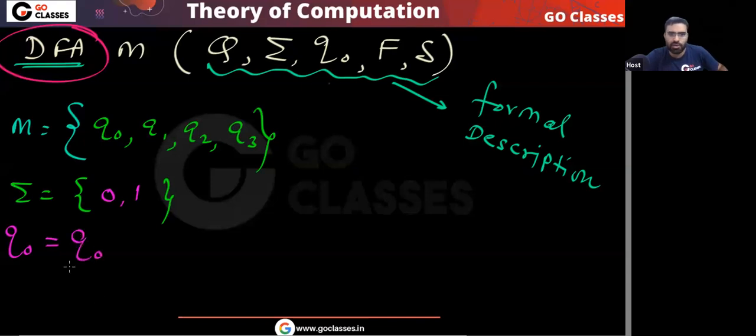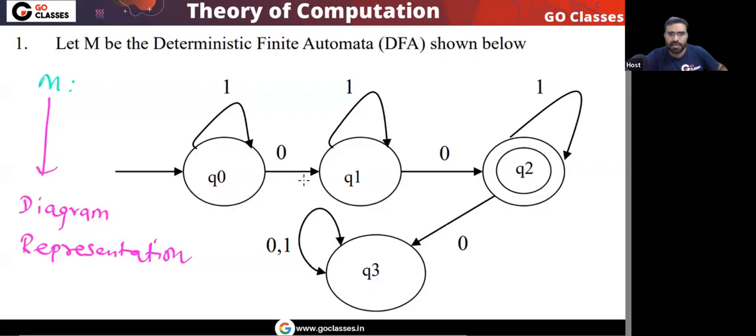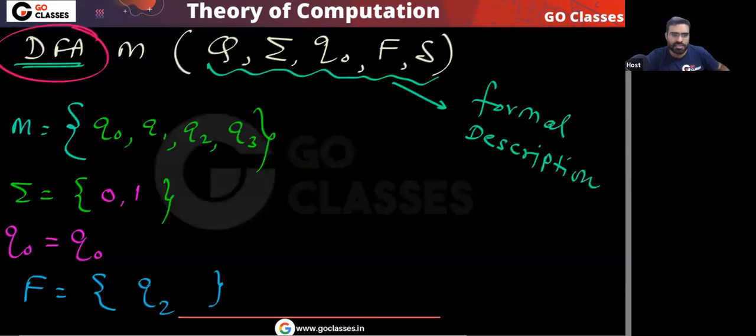Next, what is the set of final states? The set of final states is Q2. This double circle means final state. This double circle indicates the final states. So I can say Q2 is the set of final states.